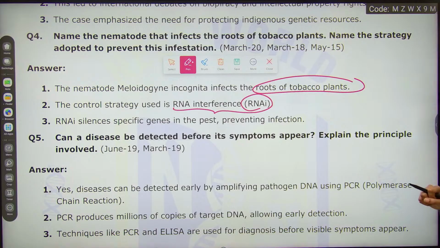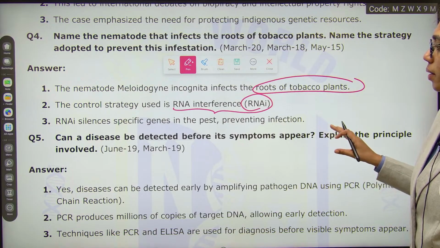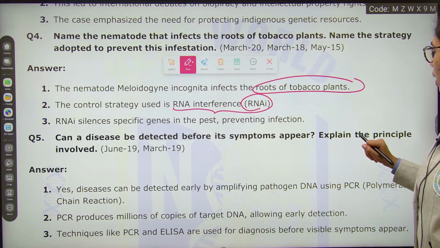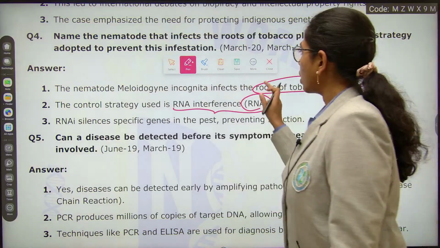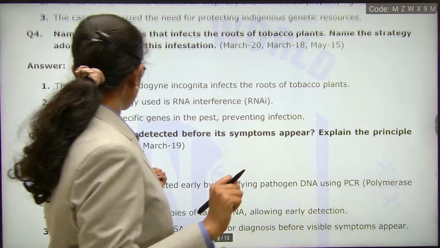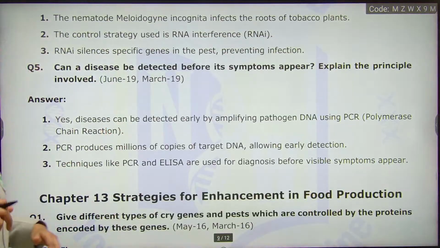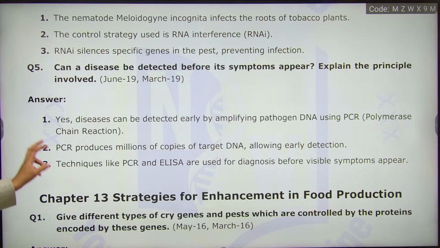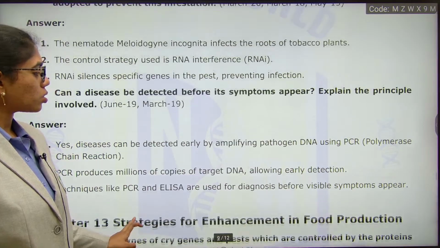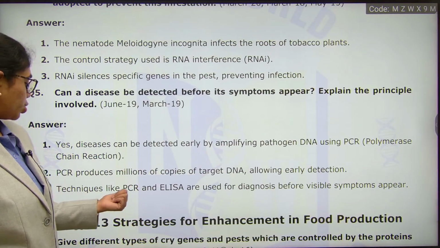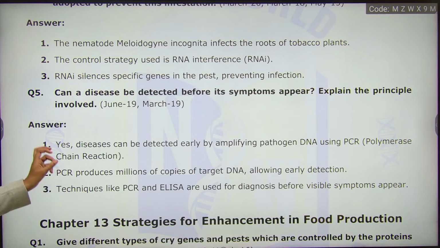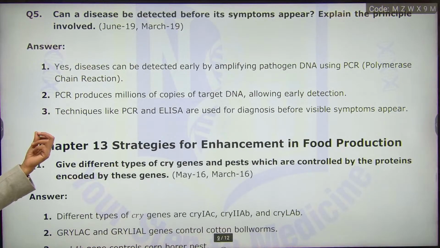Can a disease be detected before its symptoms appear? Explain the principles involved. Yes, a disease can be detected early by amplifying pathogen DNA using the PCR technique. PCR will produce millions of copies of target DNA for early detection, and techniques like PCR and ELISA are used for diagnosis before visible symptoms appear.